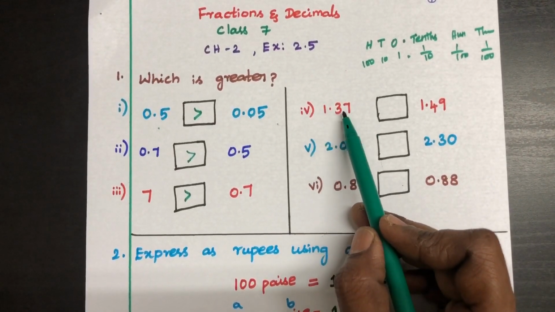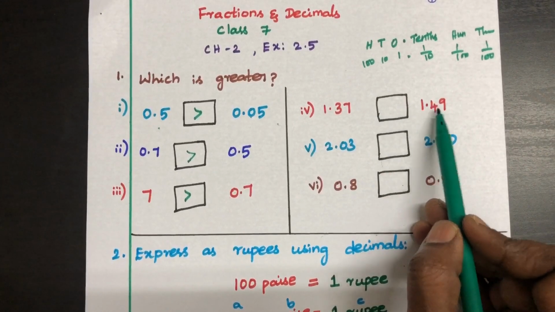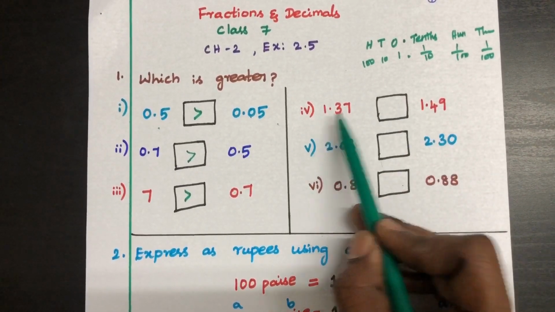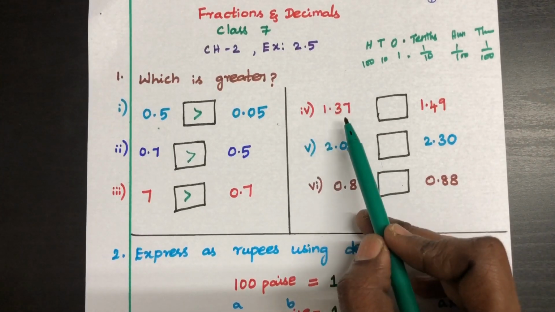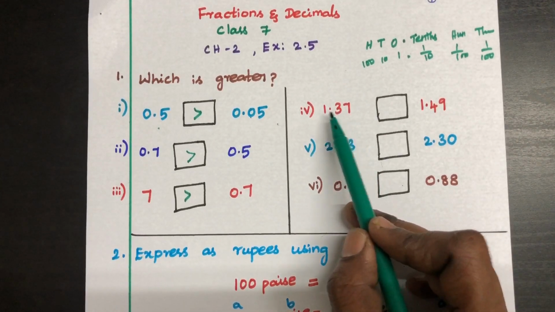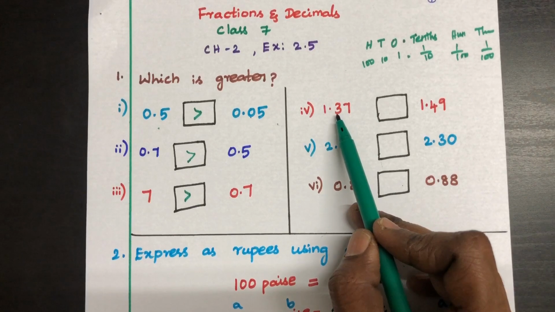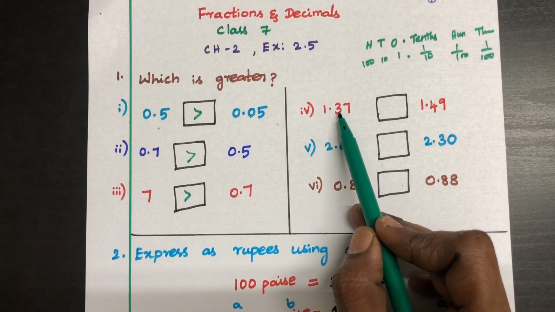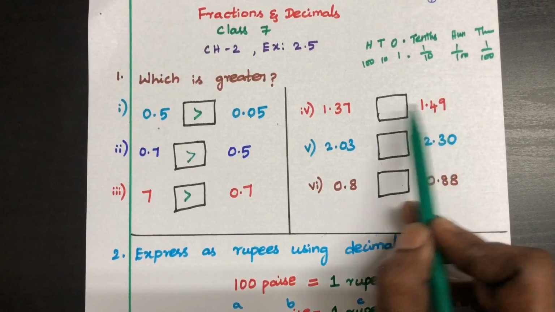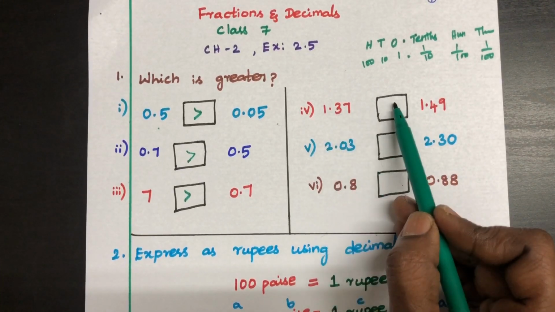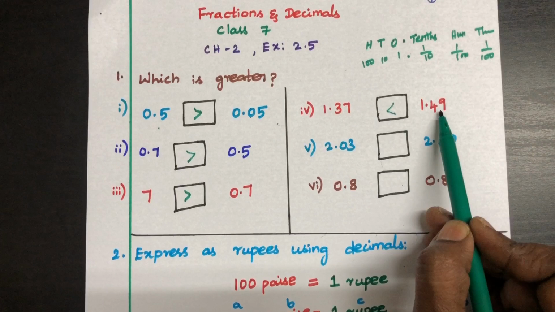Now 1.37 compared with 1.49. See, the whole number is the same, 1 and 1. So we need to move our priority to the decimal part. In the decimal place, tenths place is 3 here. Here tenths place is 4. So this is greater. So 1.37 is less than 1.49.